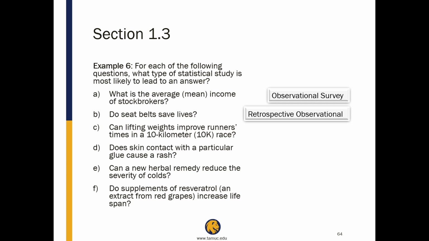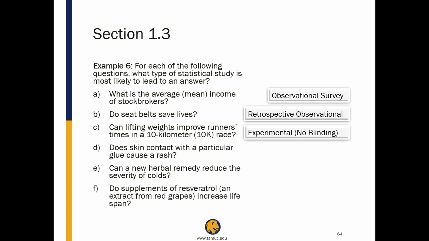On the next one, it says, can lifting weights improve runners' times in a 10-kilometer or 10K race? Well, this one makes sense to do an experiment. You can have one group that lifts weights and one group that does not lift weights. So you can have your treatment and control group here with no ethical issues. And you can measure to see if those who lift weights actually improved their performance. And I would say in a case like this that no blinding is really needed. There's no real way to keep it secret who is in the treatment and who is in the control group.